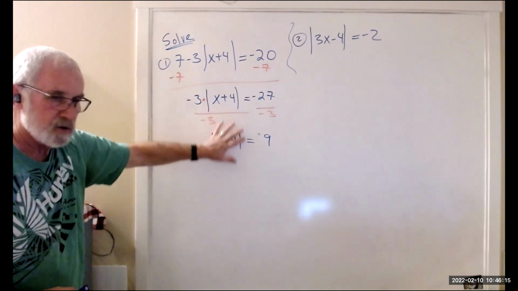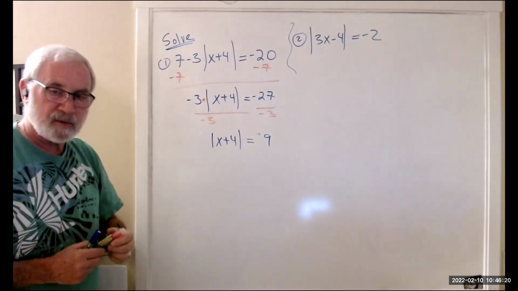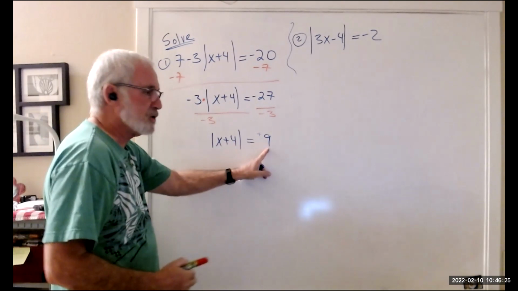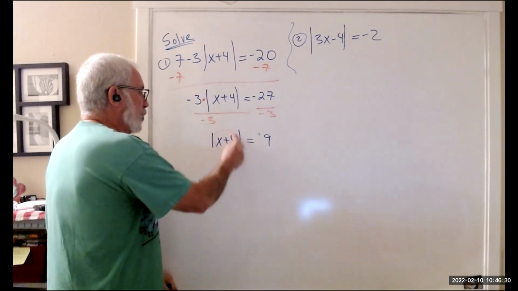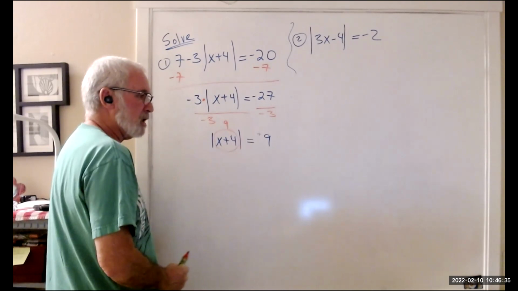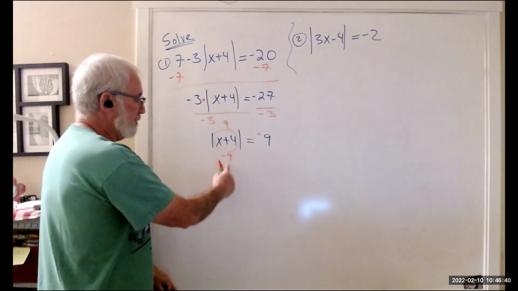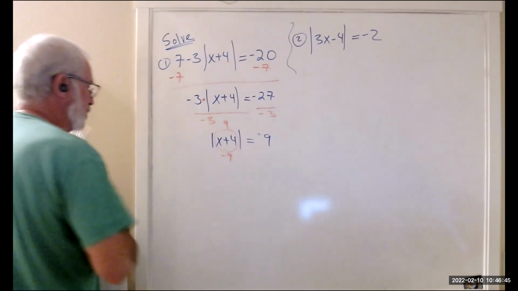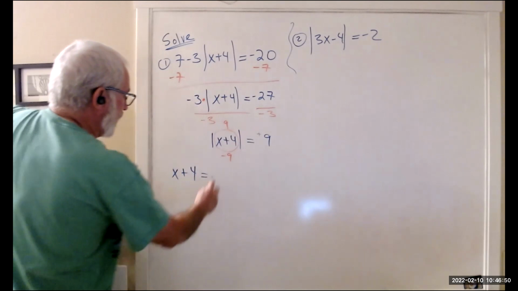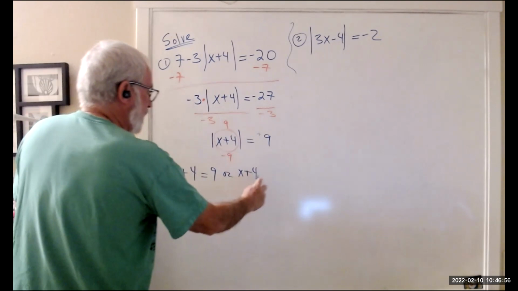Okay, that was one. Step number two, thinking about the absolute value. If the answer is 9, then what happens inside here? This could have been worth 9 because the absolute value of 9 is 9, or it could have been worth -9 because the absolute value of -9 is also 9. So those are our two equations. So we say x plus 4 could have been worth 9, or x plus 4, the inside quantity, could have been worth -9.